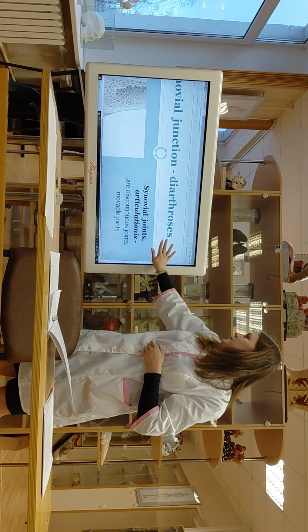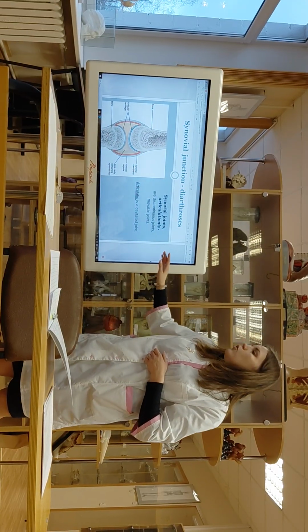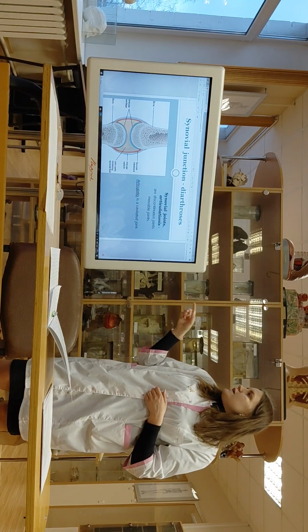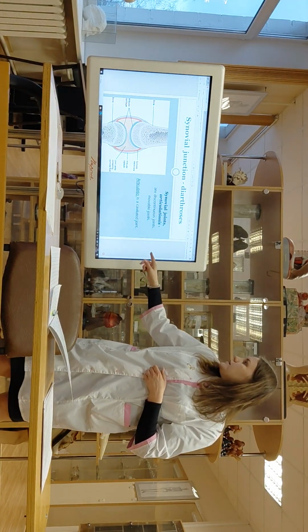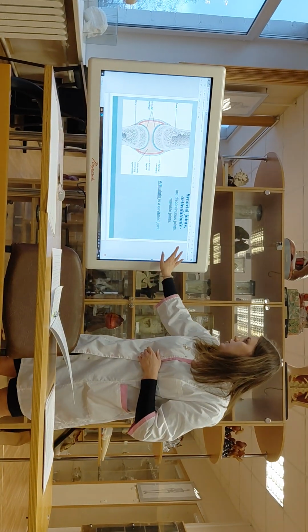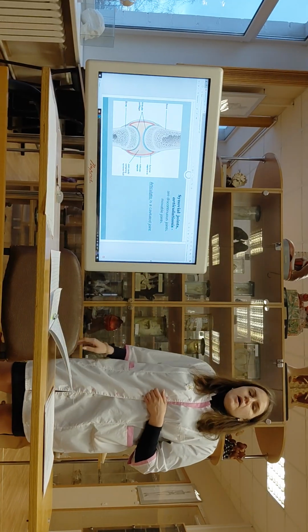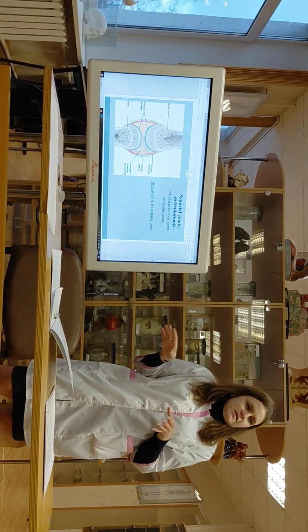And then the last group, synovial joints. These are discontinuous joints with movement, diarthrosis. In Latin, articulatio. Each joint has a main structure, main parts, and accessory parts.